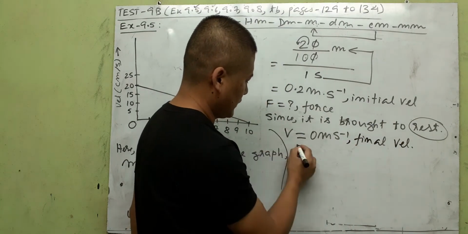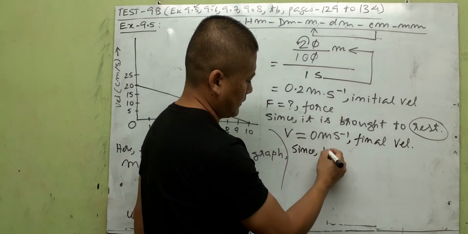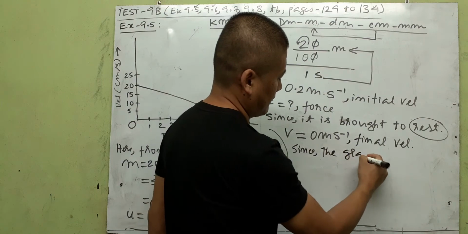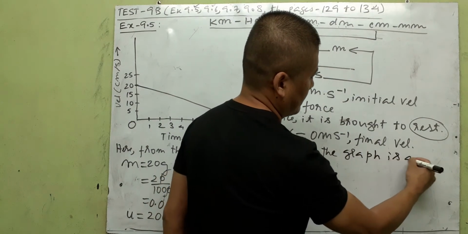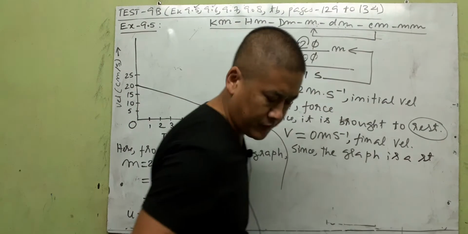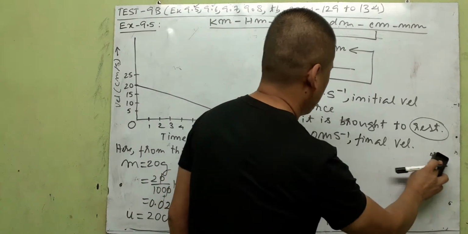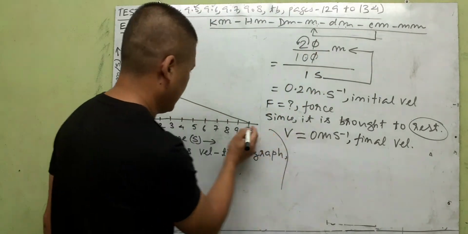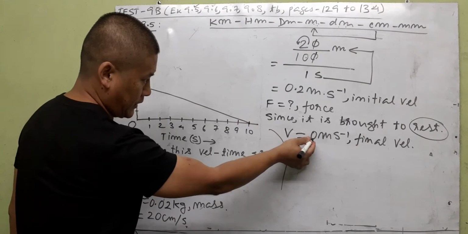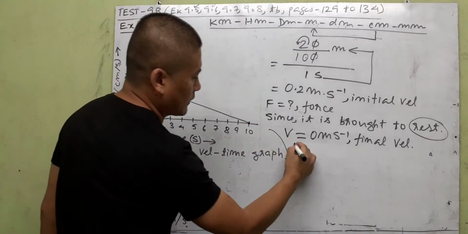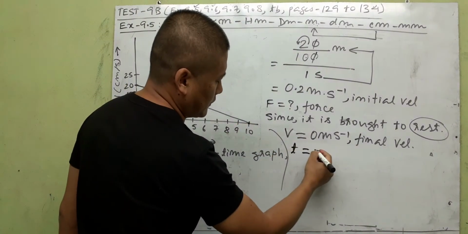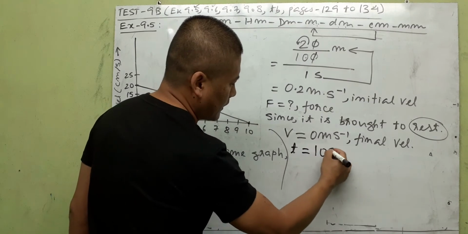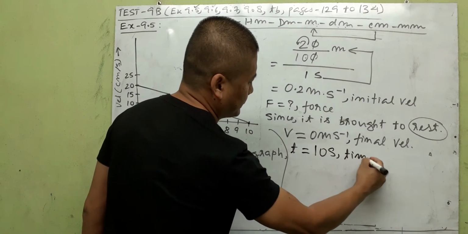Now one more thing, since the graph, okay, before that it came to stoppage here, 0 meter per second after 10 seconds. So the time taken for the ball to stop rolling is after 10 seconds. So that is the time.